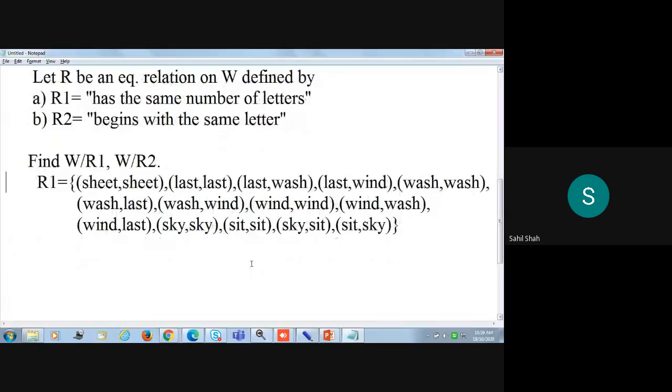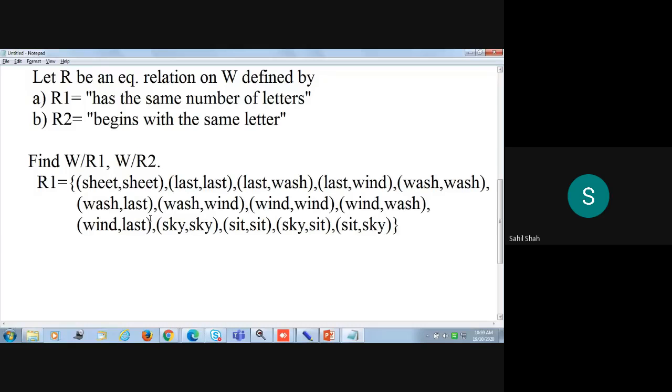Let us check out whether this is an equivalence relation. Whether it is reflexive? Yes. The element is related with itself. This is related with itself. This is also related with itself. You are getting sky, sky, sit, sit, wind, wind. So it is reflexive. Whether it is symmetric: if we are having a pair last comma wash, we should look for a pair wash comma last and so on. So I think everything is covered. It is symmetric as well.